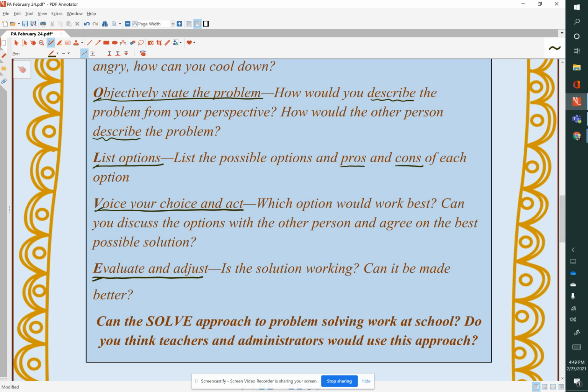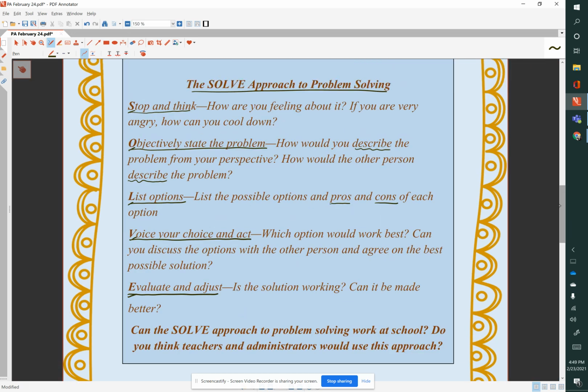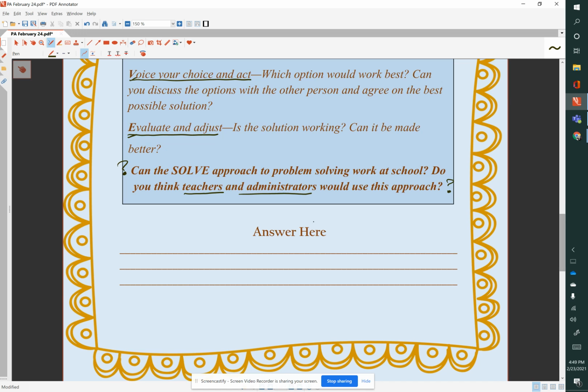And the question for you today, I'm going to make it a little smaller so we can see the whole thing at once, is can the SOLVE approach to problem solving work at school? Okay, do you think this could work at school? How about teachers and administrators? Do you think they would use this approach? What do you think? Is this something that's doable for all of us? Something that would work for all of us? I'd like you to think about that. And as you think about that, I'd like you to put your answer right here.